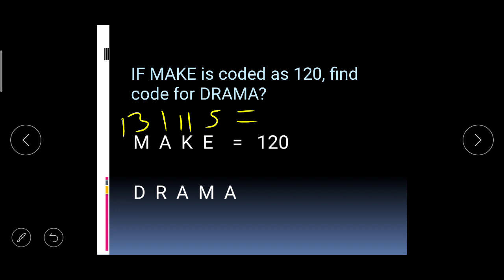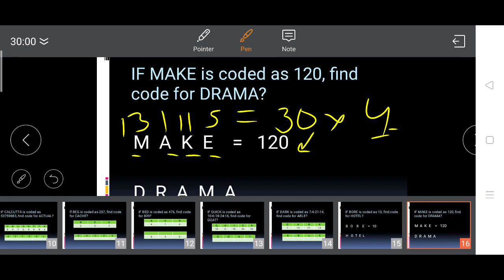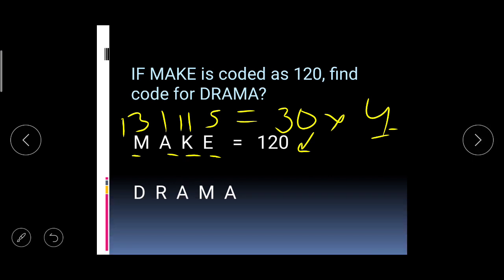If we add it up, how much are we getting? 30. Right? You try to add it up. 13 and 11 is 24, and 1 is 25, and 5 is 30. Right? Now 30 is converted into 120. We know that 120 is 4 times 30. So if we multiply it by 4, we get 120. Now how are we getting 4 here? Again, look at the number of letters. There are 4 letters. So the number of letters is multiplied with the addition of the positions, right?